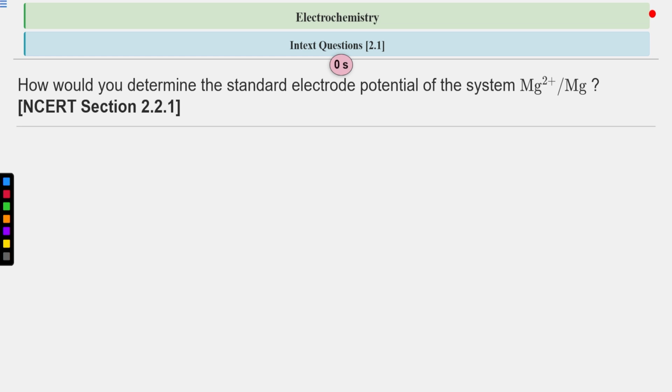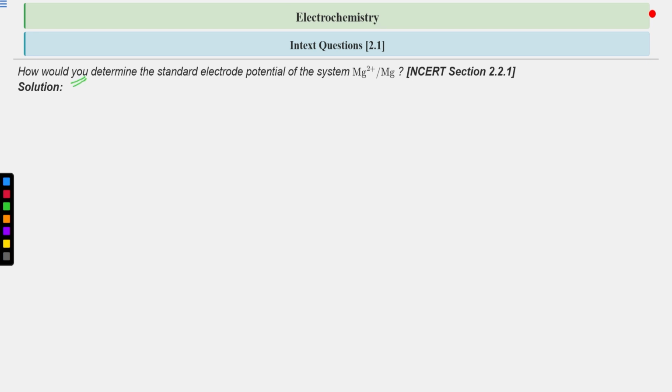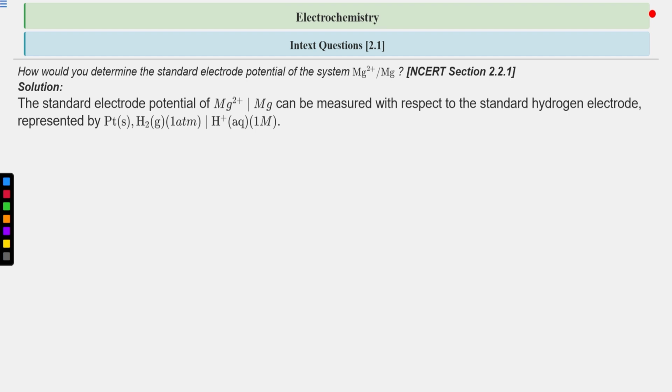Okay. So for this question, how do you determine the standard electrode potential? The standard electrode potential of this Mg2+ to Mg system can be measured with respect to the standard hydrogen electrode. One thing to remember here: if you are given a system which represents only one half cell, for a complete cell you need both half cells, present at the left-hand side and right-hand side of the salt bridge, right?